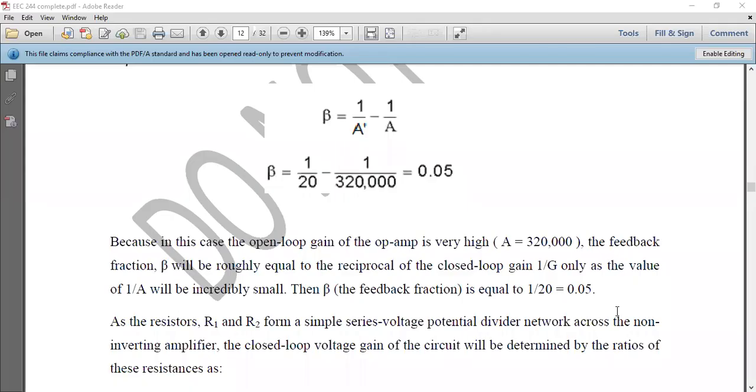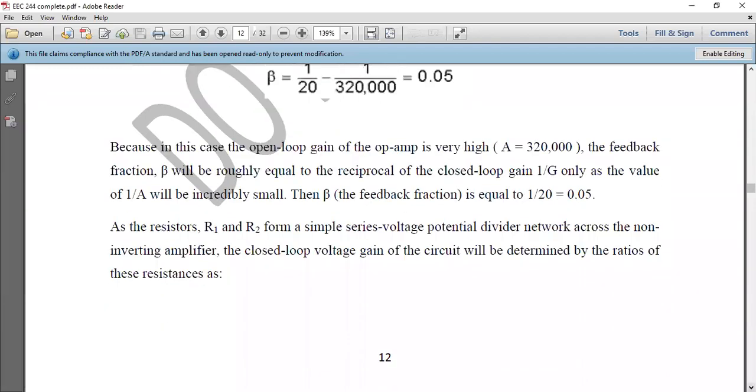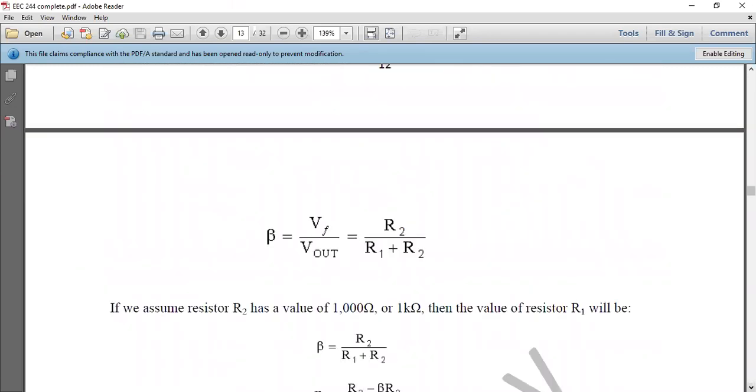All right. So when you look at the question now, we are told to calculate the value of resistor R1 and R2. Now we have determined only one value, that is beta. For resistor R1 and R2, none of them is given. But we know that they form a series voltage potential divider around the operational amplifier. So we could now determine them, as follows, using the ratio that we have.